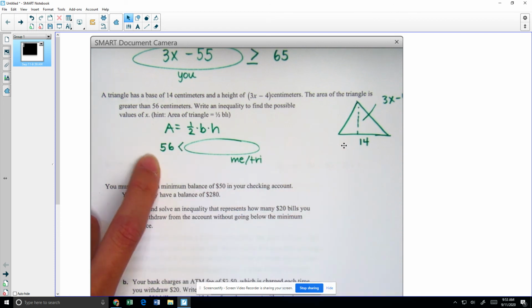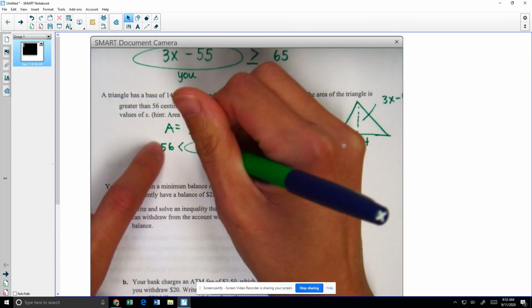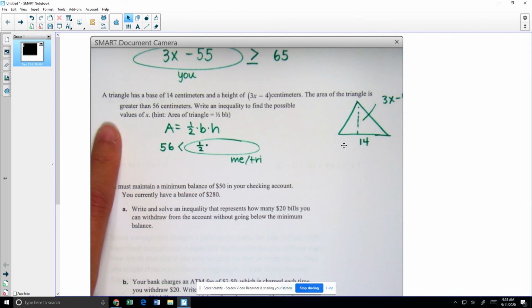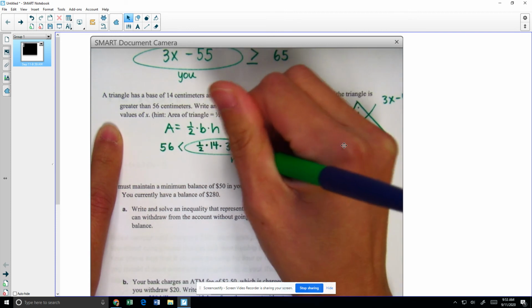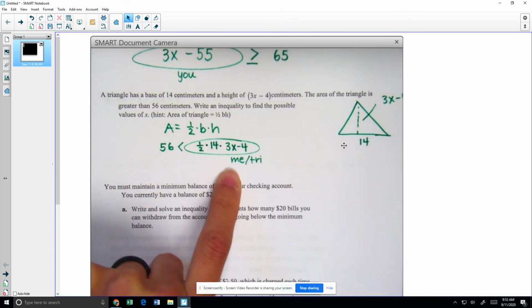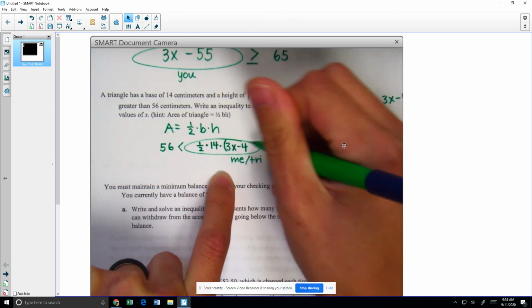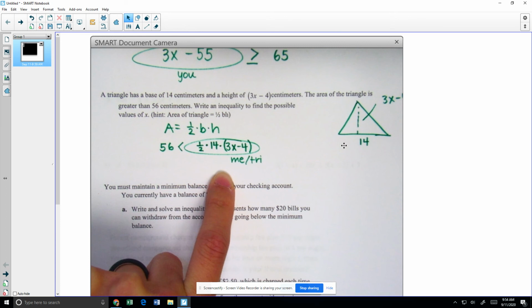Okay. So now let's plug it in. So 1/2 times the base. What number is the base? 14. 14 times the height. The height is 3x minus 4. If I write it like this, I'm going to get it wrong. All of the height is 3x minus 4, so I have to put it in parentheses.